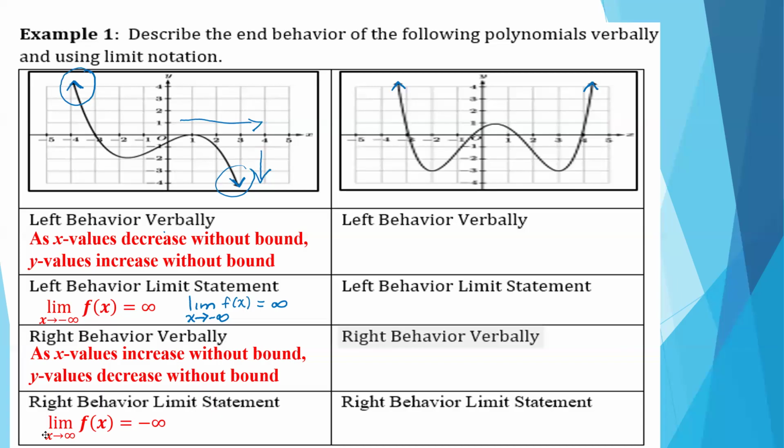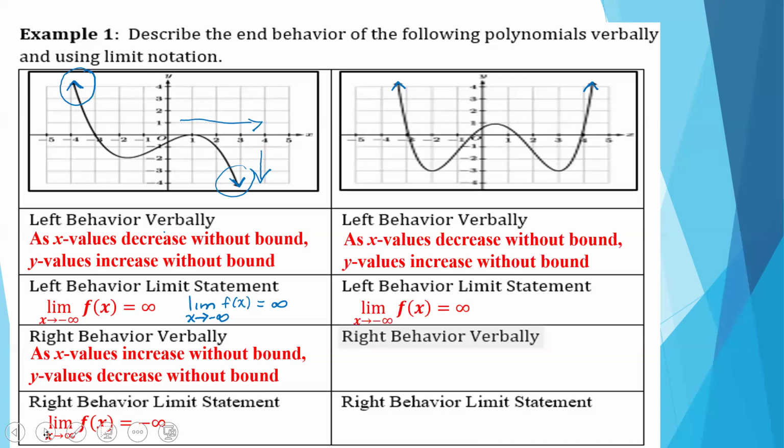As x values decrease without bound, y values increase because it's going up. Okay, so this part right here always stays the same. So the only thing you're telling me is if it's increasing or decreasing, right? And our limit statement for the left-hand side, this always stays the same. You're just deciding if it's going up or down. Up is a positive infinity.